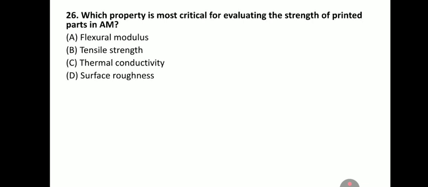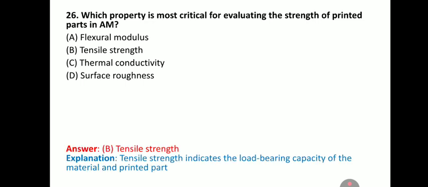Which property is most critical for evaluating strength of a printed part in additive manufacturing? The answer is tensile strength. Tensile strength indicates the load bearing capacity of the material and printed part.